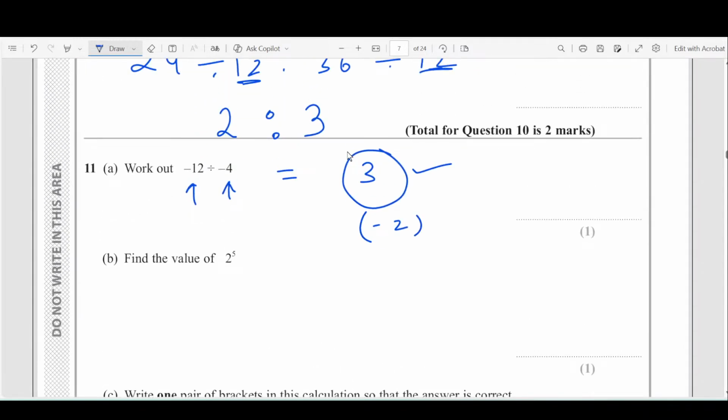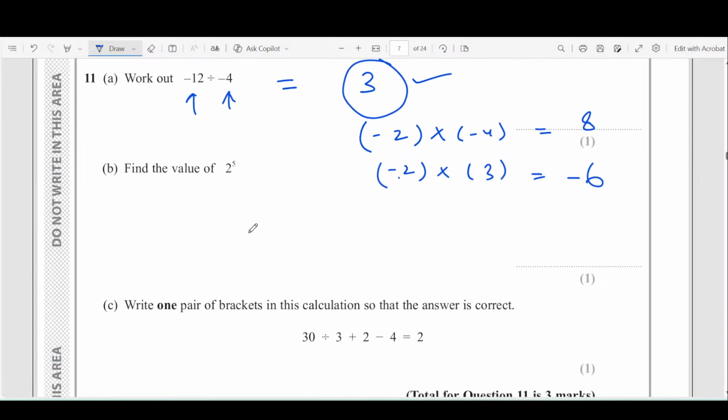Let's say negative 2 times negative 4. 4 times 2 is 8, and they both have same sign, so answer is positive. But if one of them is negative, like only 2 is negative, 3 is positive, 3 times 2 is 6, and 1 is negative, so answer is negative. Clear?